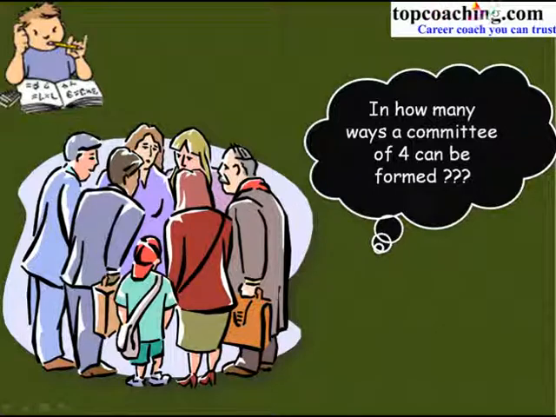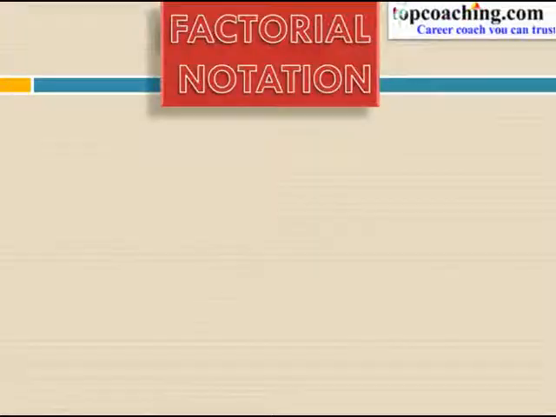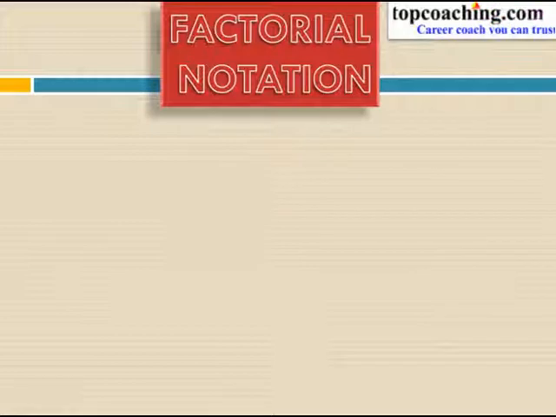Now I can select any 4 persons from this group. But now how many such groups are possible? So to answer all these questions, we are going to study permutations and combinations. We are going to see how the techniques of permutation and combination help us to answer such questions. But before we study permutations and combinations, there's something very important to study, and that is the factorial notation.